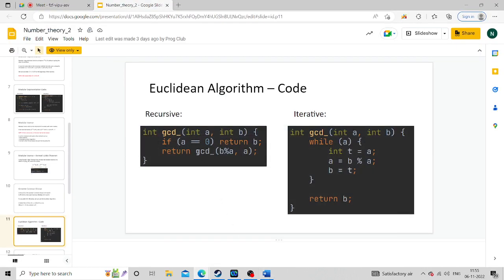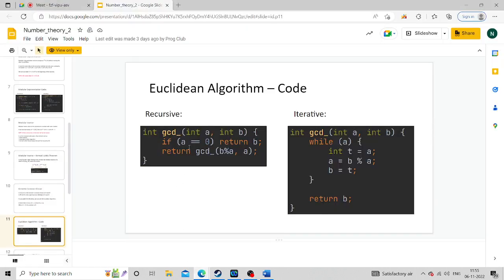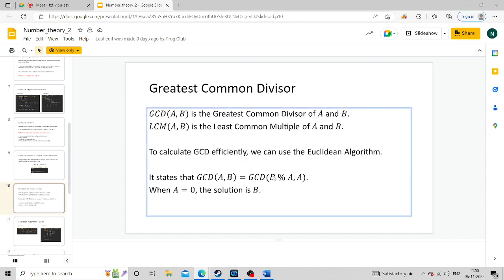So I'll show you the code. See, if a turns out to be equal to 0, then we'll return b. Here it should be b mod a and a. Okay, so this is Euclid's theorem. I won't be proving it right now. It basically says GCD of A and B is equal to GCD of B mod A and A. These two are exactly identical.